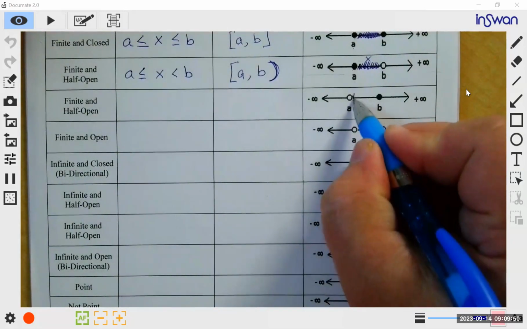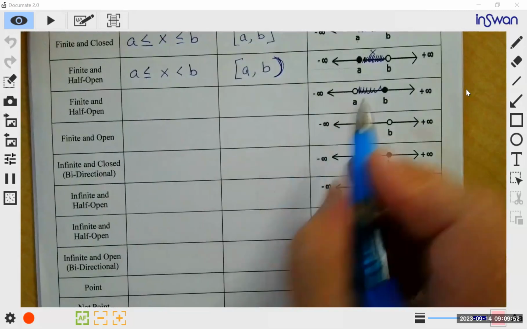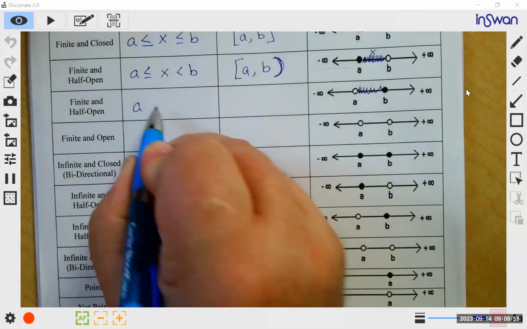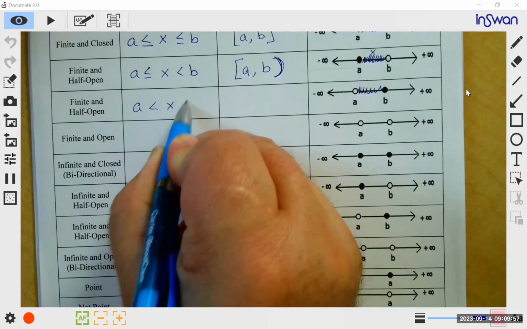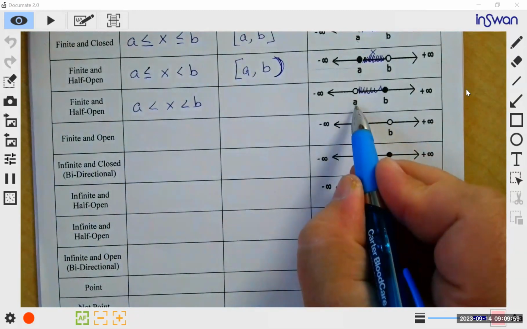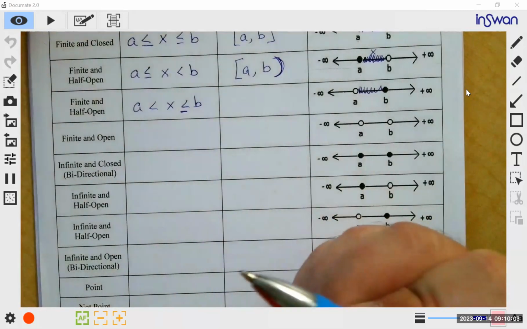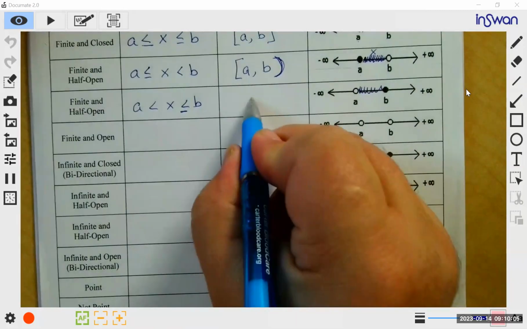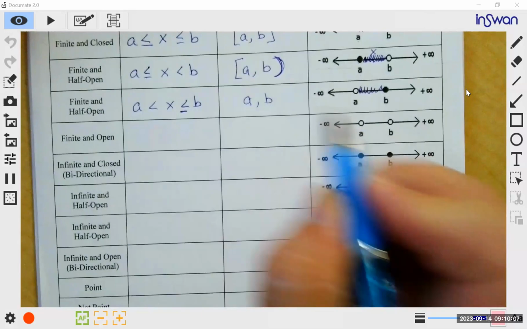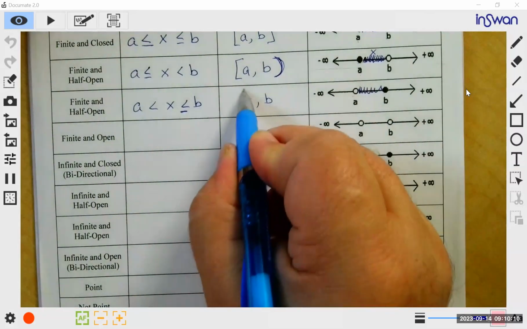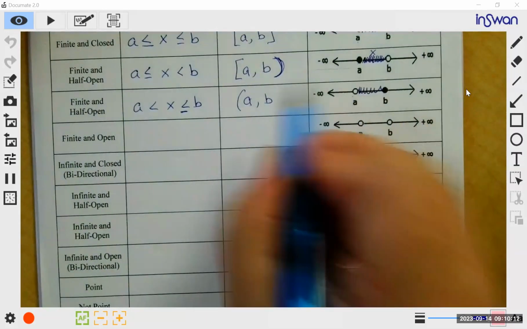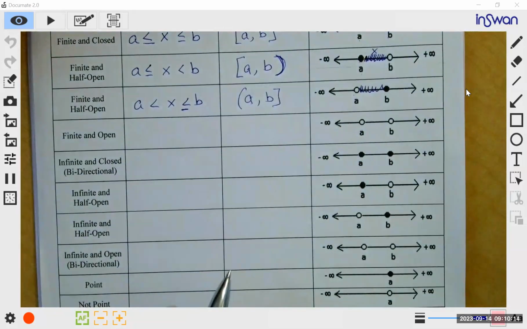Finite half open. Again, I'm going between A and B. I cannot use A, but I can use B, so it's equals. So my data set is between A and B. That's an open circle, so it's a parenthesis. Closed, so it's a bracket.